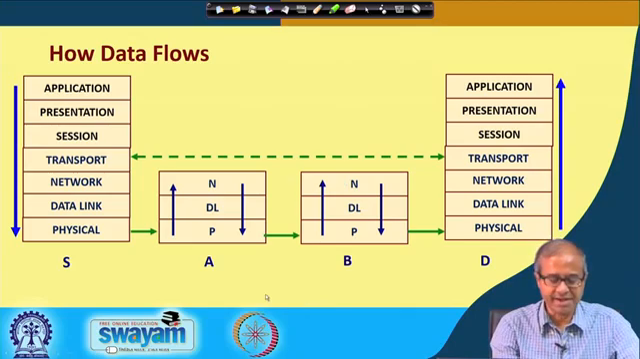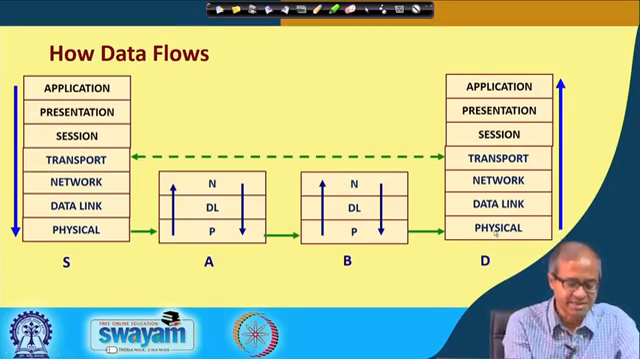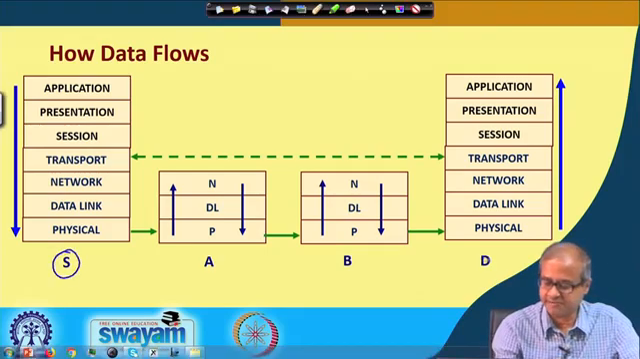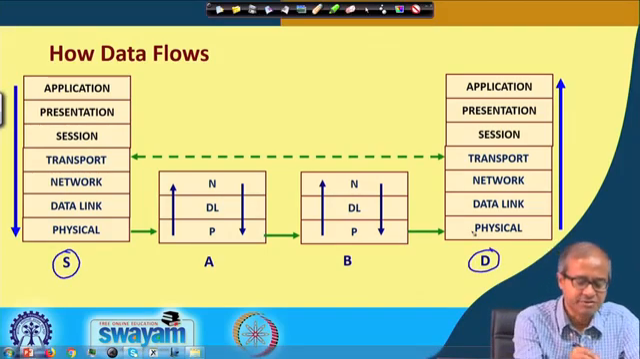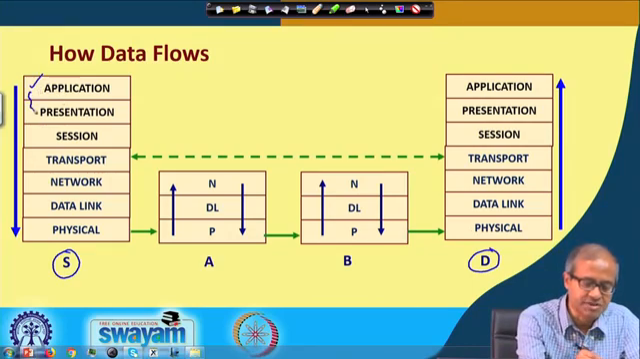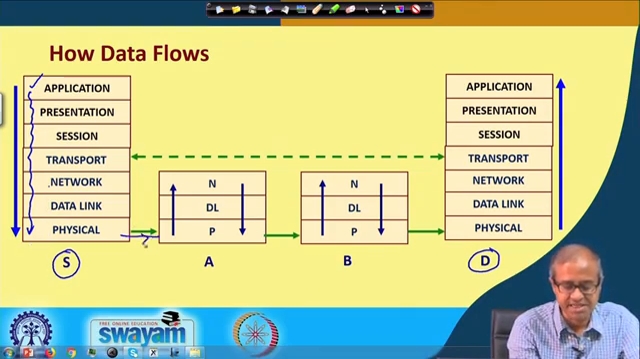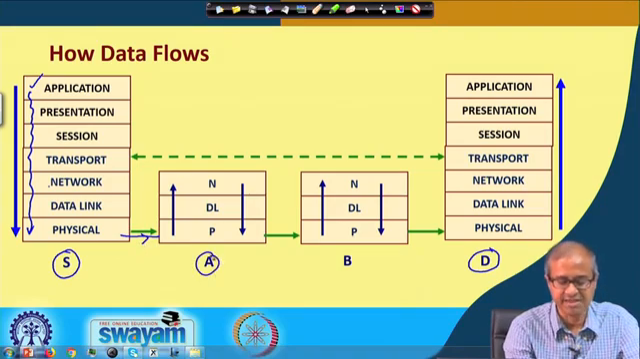Now, the way data flows can be clear from this picture. You see, this is the source, this is the final destination. So, the data starts from the application, it flows through these 7 layers: application to presentation to session to transport, network, data link, physical, and once it reaches the physical layer, it actually gets physically transmitted to the next node A.